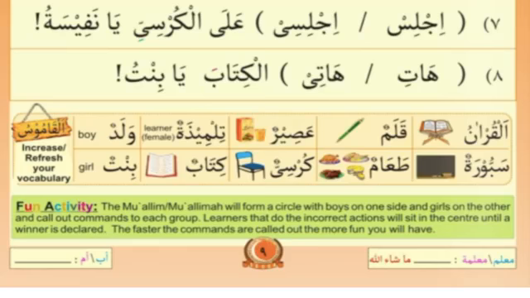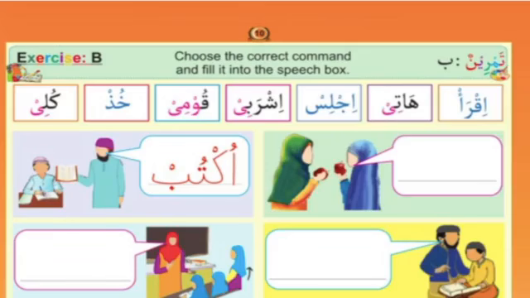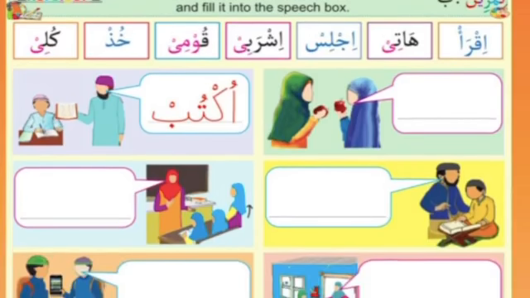All right? And the next exercise, also, we choose the correct command verb according to the picture. Choose the correct command and fill it into the speech box. Please look at the upper picture. On the right side, we have two sisters, right? One is commanding another sister to eat, right?